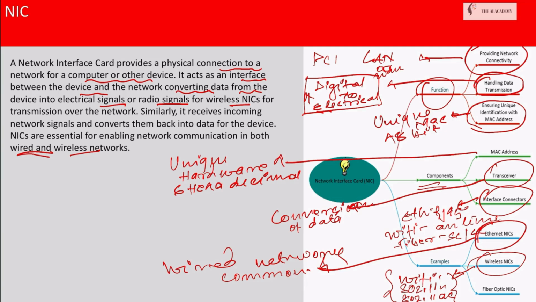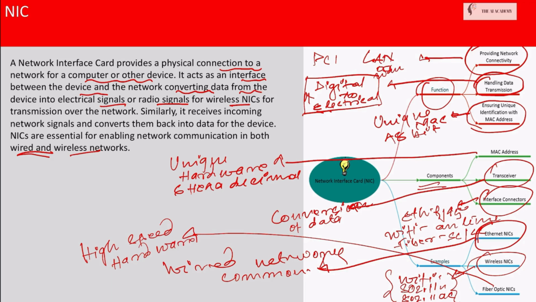Fiber optic NICs are designed for high-speed network connections over fiber optic cables. They provide the necessary hardware interface for transmitting and receiving data over long distances with minimal signal loss. Fiber optic NICs are used in environments requiring high bandwidth and long-distance communication, such as data centers, enterprise networks, and telecommunication systems. They support various fiber optic standards and connectors, providing options for different network architectures and requirements.